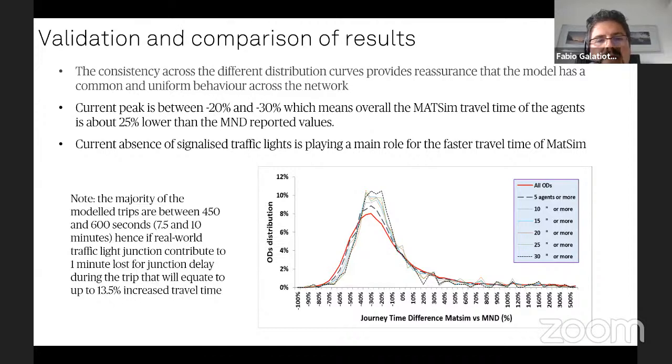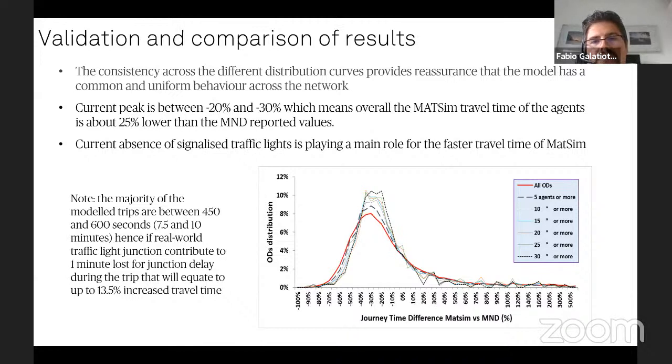However, as I anticipated, the difference of about 25% in terms of faster travel time from the model, if we consider the implication of traffic lights in urban areas, can easily have an impact of between 10 and 20%, just 1 minute out of 7 or 10, which is the average travel time we have seen in terms of the majority of the distribution.